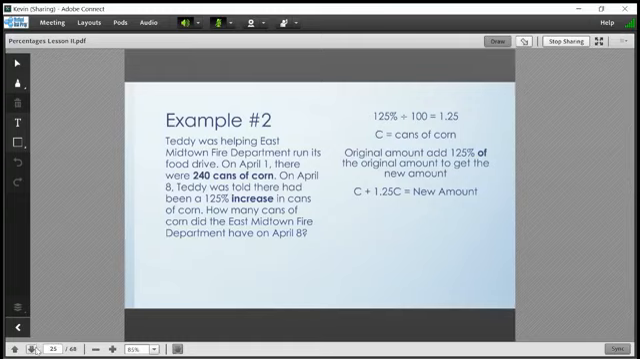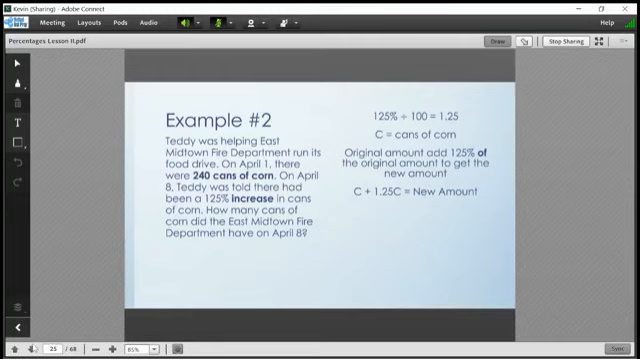So if I want to put that algebraically, I'm going to take the cans of corn, which I'm representing with the variable C, and then I'm going to add 1.25 times C. So I'm taking 125%, otherwise written as 1.25 C, which will give me the new amount. But again, I need to add that to the original amount to find out what the total is. And that's something that students have a tendency to forget. You take the original amount and then add that new percentage.